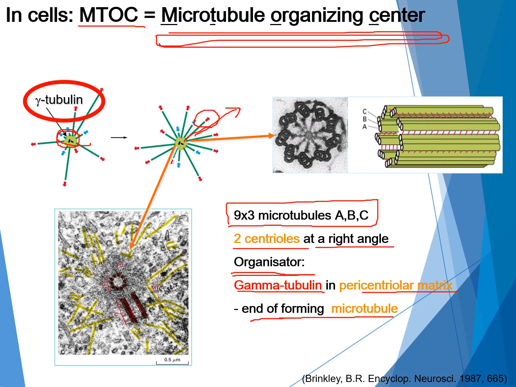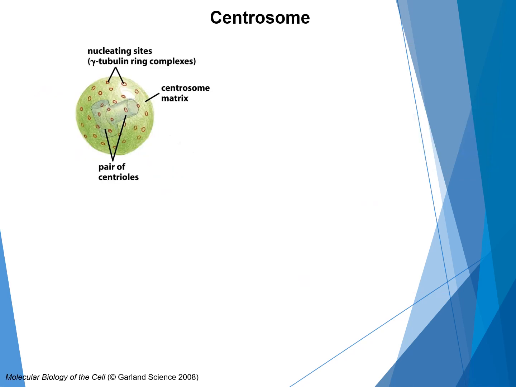All right, here is the example of electron microscope images of this microtubule organizing center. All right, let's have a look at this cartoon. Okay, the diagram. Centrosome, they have the nucleating site for gamma tubulin ring complex. Okay, remember, gamma tubulin is very important for the nucleation of microtubule. That means that is the minus end of a microtubule.